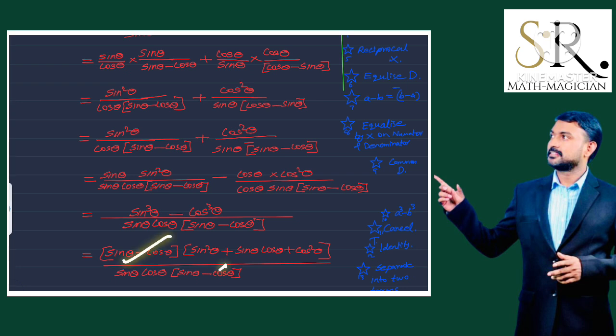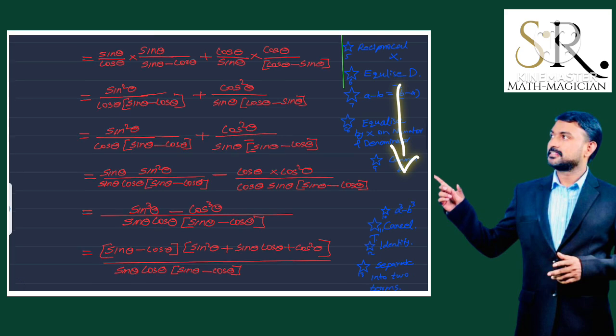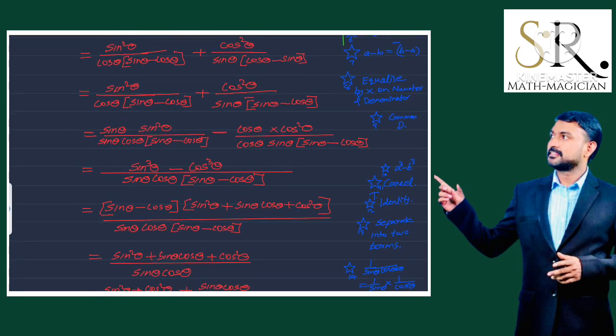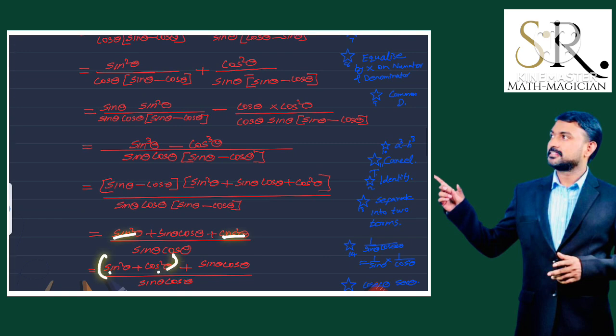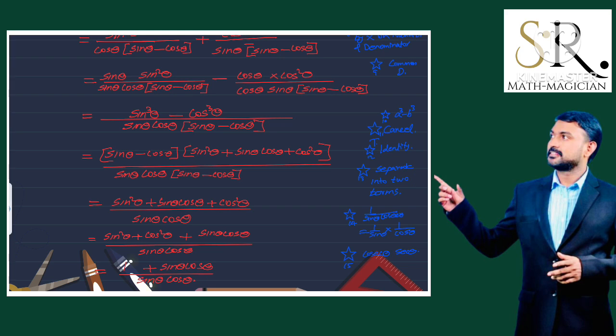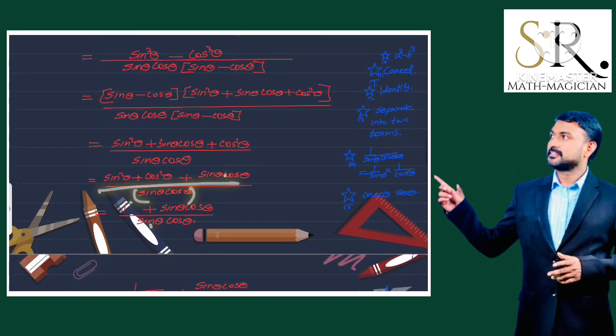So sin theta minus cos theta is common, and we cancel it. All the steps are given on the right side, you can go through that one. Later the identity is there: sin square and cos square joining together, we can use sin square theta plus cos square theta is equal to 1. Then balance 1 by sin theta by cos theta. Here sin theta by cos theta, the common denominator is there, then we can separate it to each.